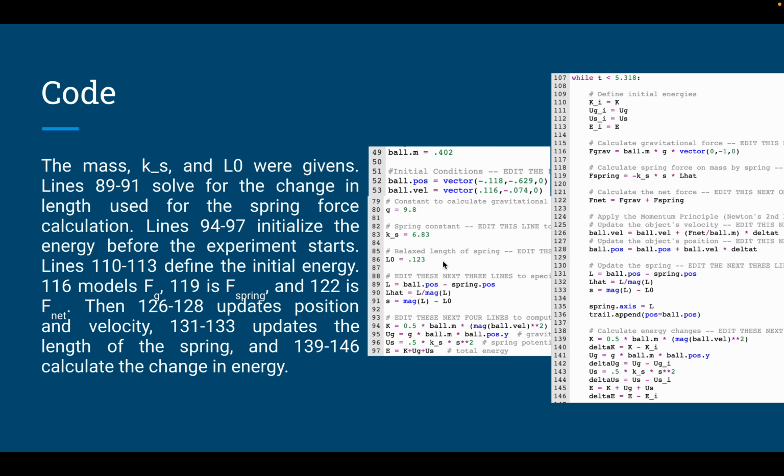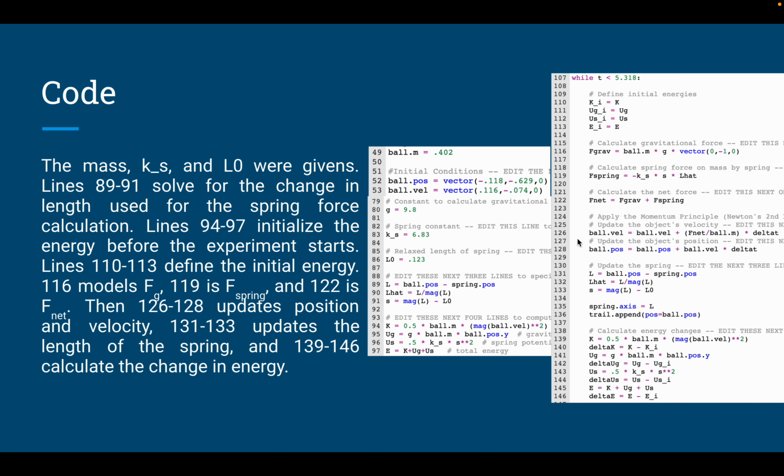the pre-lecture 52 video. And then lines 89 through 91 solve for the change in length used for the spring force calculation, as you can see right here. And then lines 94 through 97 initialize the energy before the experiment starts. So these are just the equations for energy. And then lines 110 to 113 define the initial energy of the experiment before it is released from rest. And then line 116 is the model for the force of gravity. Line 119 is the model for the spring force, and then 122 is the model for net force.